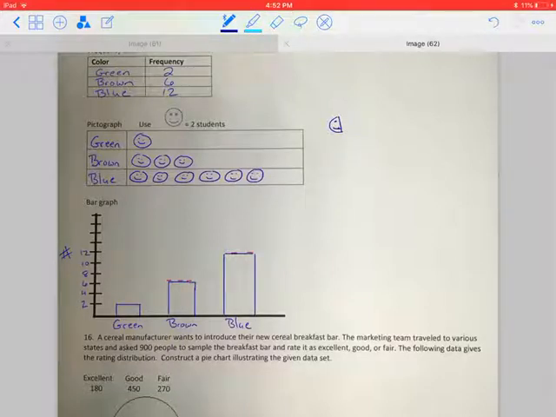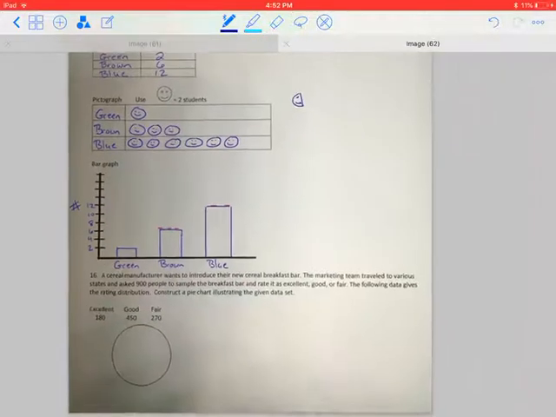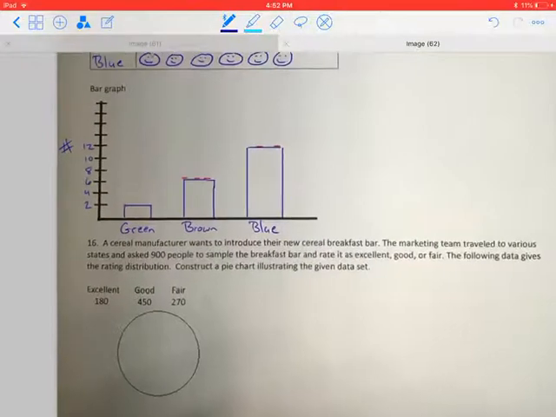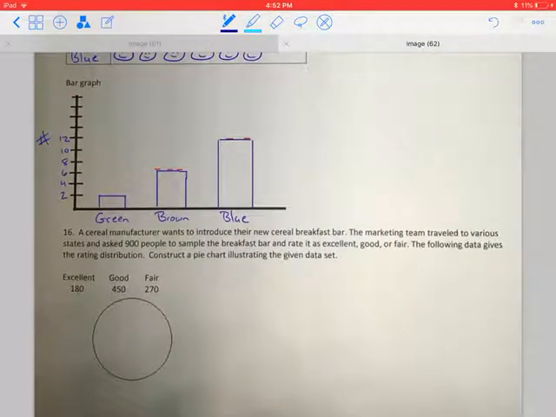And then number 16 is a separate question, but it's a circle graph. So we have a cereal manufacturer that wants to introduce their new cereal bar. Okay, so they asked 900 people to sample the breakfast bar, and these are the ratings that we got. Okay, so let's take a look at how we could do a circle graph.